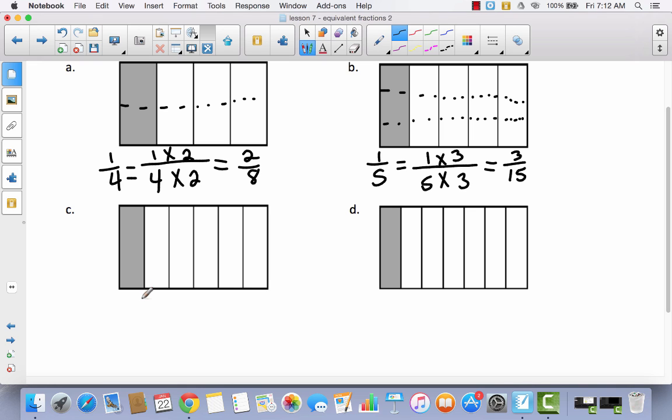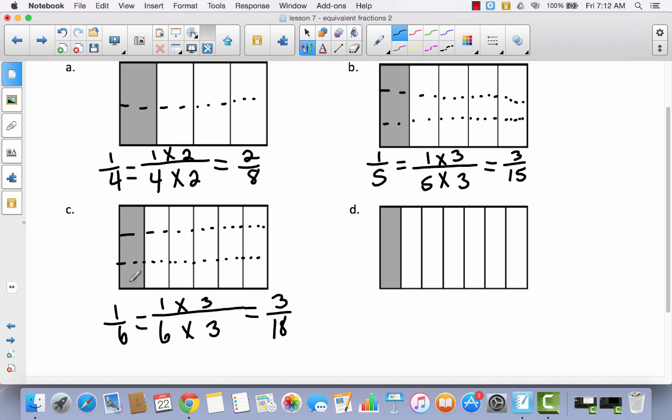All right, so I have 1 out of 1, 2, 3, 4, 5, 6. So I have 1/6. And I'm thinking I'm going to decompose this with two horizontal lines like this. So I'm tripling the number of parts. So if I triple it, then I'm going to multiply the numerator and the denominator by 3, just like I did in B. So let's see if this gives me the right number. So I have 3 over 18. So I have 3, 6, 9, 12, 15, 18. So that is correct. I have 3 out of 18.